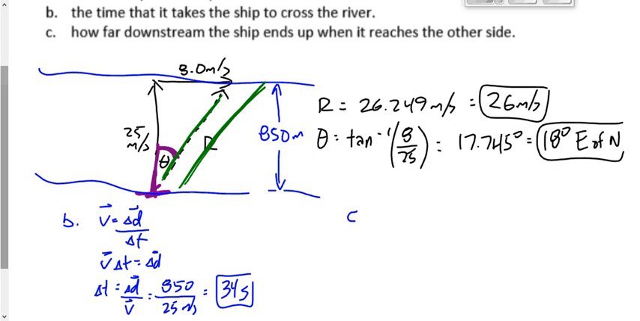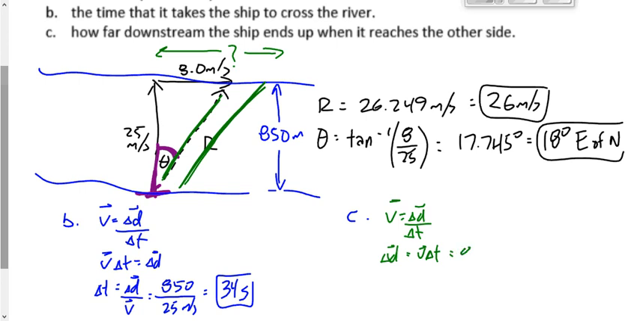Yeah. Now, question C asks how far downstream. So we're looking for how far downstream the ship ends up when it touches the other side. We're also going to say V is equal to D over T for this one, but rearrange it and solve for D. I get D is equal to V times T. Now, I want to find out a horizontal displacement. What velocity do I want to use? 25.8 or 26.2? If I want to find a horizontal displacement, then I'm going to use the 8 meters per second, the horizontal velocity.